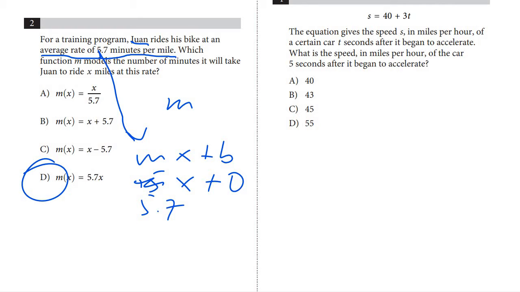Question 4, the equation gives the speed in miles per hour, and you don't really need to read all of that. All you care about is the question, what is the speed of the car after 5 seconds? Since t is measured in seconds, you just type in 5, and you're going to get 40 plus 3 times 5, which is 15, and the answer is D. Moving on.